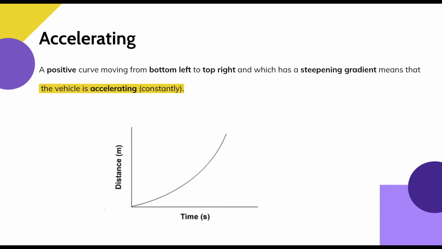The next one is acceleration. So this is a positive curve which moves from the bottom of the graph on the left to the top of the graph on the right, and the gradient is steepening, as in it's becoming more vertical, as is shown on the graph. This means the vehicle is accelerating at a constant rate, as in it's not getting faster at a higher rate or a slower rate.